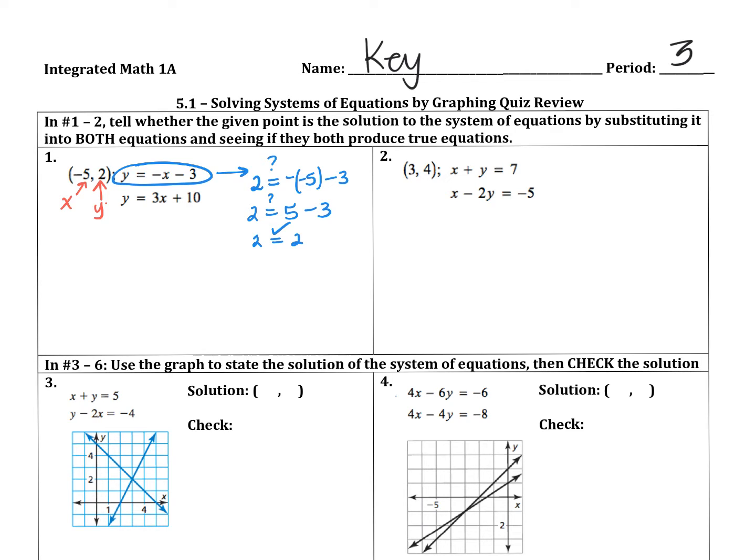Let's check the second equation. Y, which is 2, is equal to 3 times x, which is -5 plus 10. So 2 is equal to -15 plus 10. Is 2 equal to -15 plus 10, which is -5? That's a no. Since plugging in this point to both equations did not produce a true statement for both, we can conclude -5, 2 is not a solution to the system.